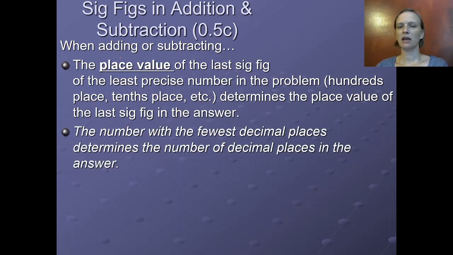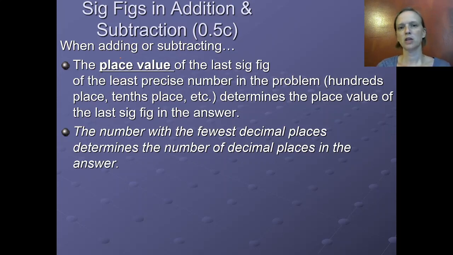So basically, you can think of it as the number with the fewest decimal places determines the number of decimal places in the answer. We're not necessarily talking about decimal places if the number doesn't have any decimal places, but that's a shorter way to talk about it than saying the place value of the last significant figure.